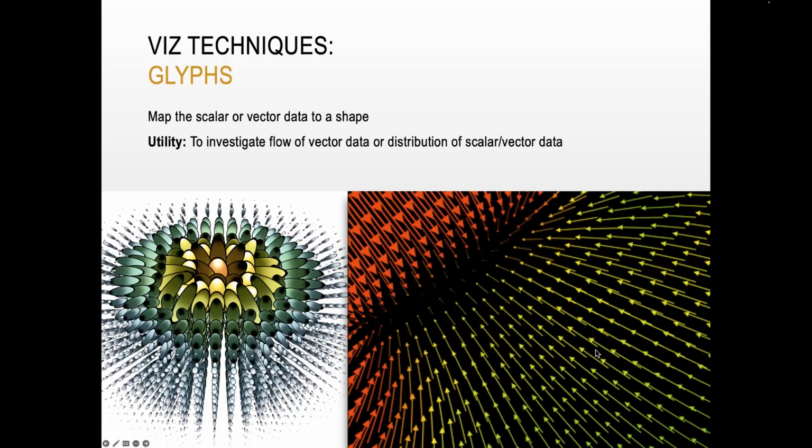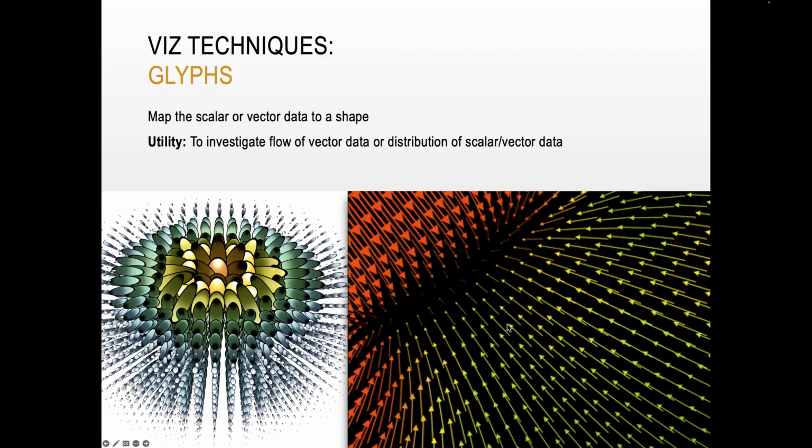Another way to represent the data is by putting a glyph on any point. We are very familiar with this: if you have vector data, you can put an arrow glyph to show the direction of a vector and the magnitude of the vector, and you can color them with the magnitude, and you get something like what is shown on the right side with the yellow and red arrows.